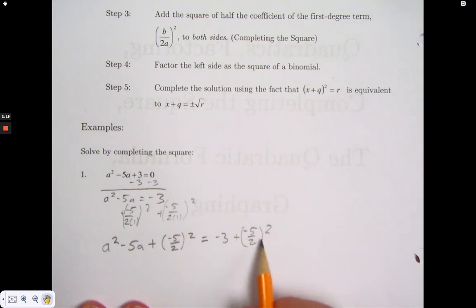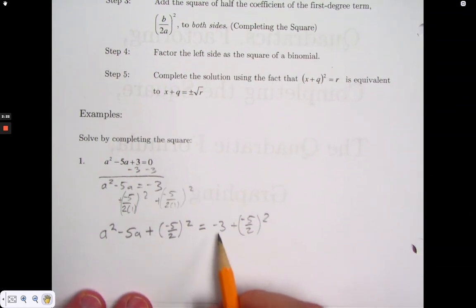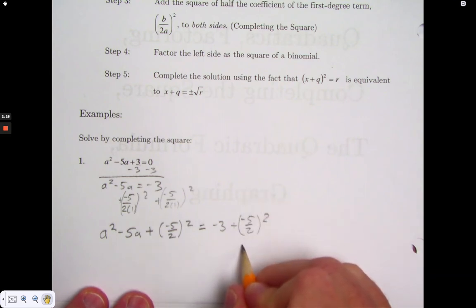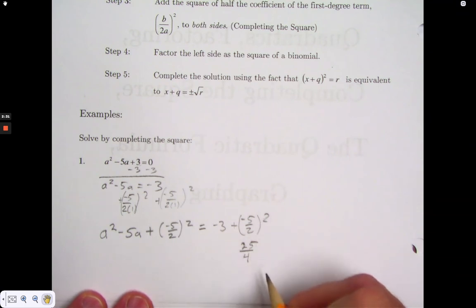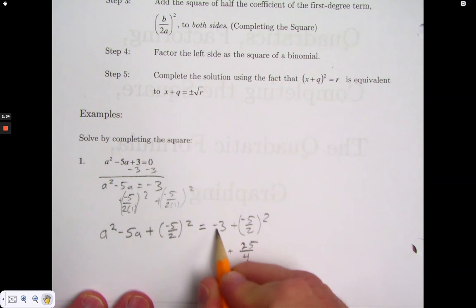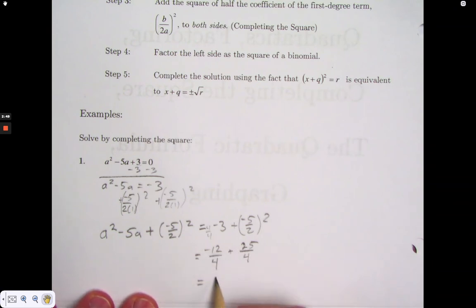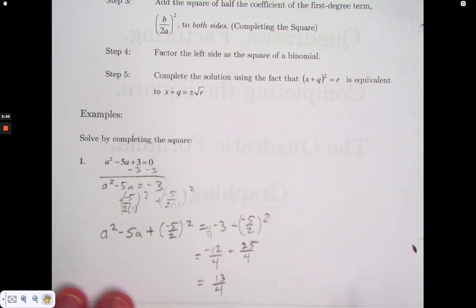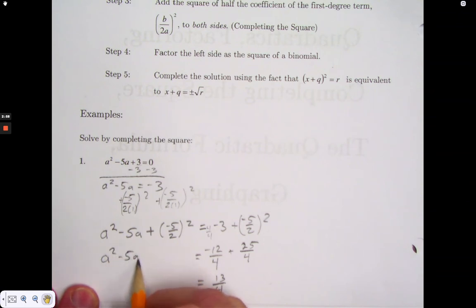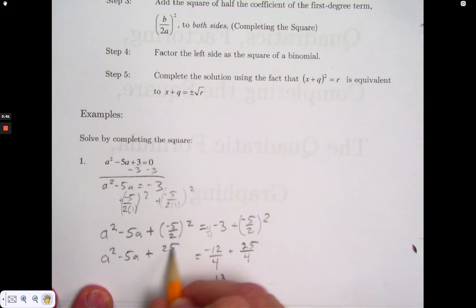Okay, now we can combine these two terms if we get common denominators. So this is actually 25 over 4 when we square that out. And then when we look on this side, to make this over 4, we would have to multiply by 4 over 4. So that would be a negative 12 over 4. So that means this is just going to equal negative 12 over 4 plus 25 is a positive 13 over 4. On this side, this would be a squared minus 5a, and then plus that same 25 over 4.